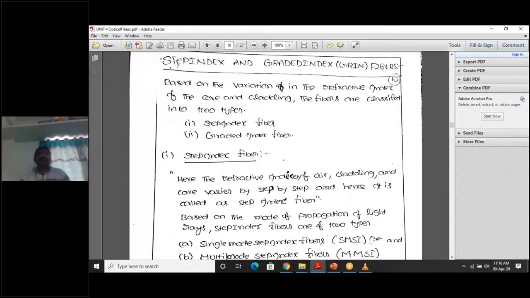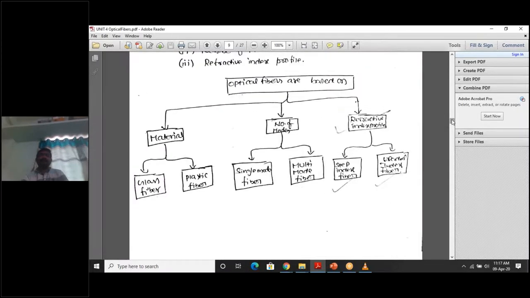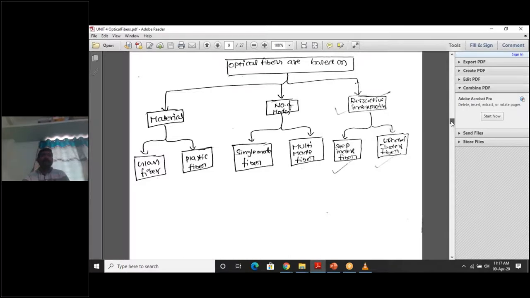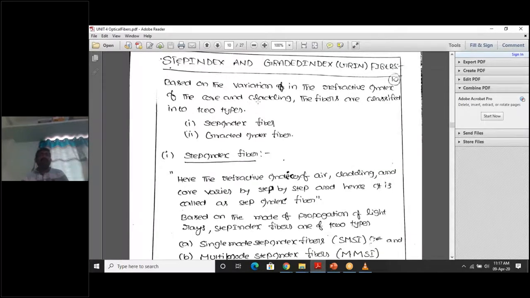So now I am going to classify the optical fiber as step index optical fiber and graded index optical fiber based on refractive index profile. Here you see, optical fiber based on refractive index profile is divided into step index and graded index. Of course, single mode and multi mode will be covered in this step index and graded index. Based on the variation of the refractive index of the optical fiber, it is classified into two ways, step index and graded index optical fiber. First, we will see about the step index optical fiber.